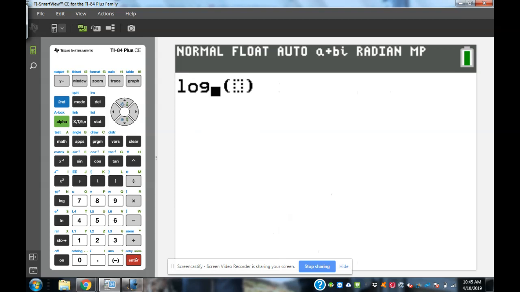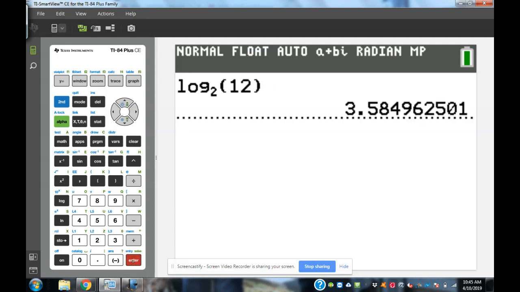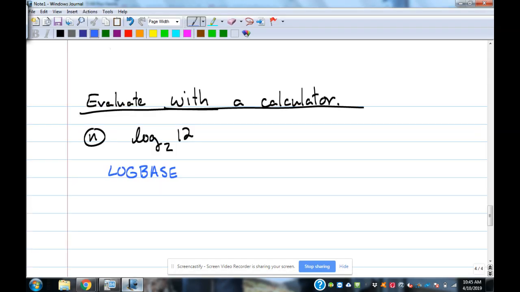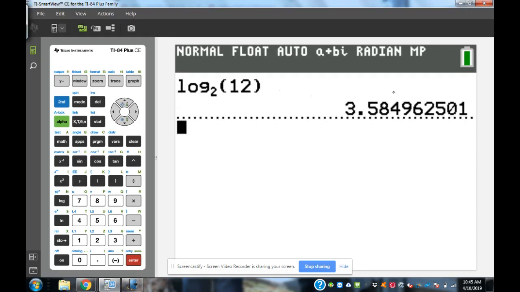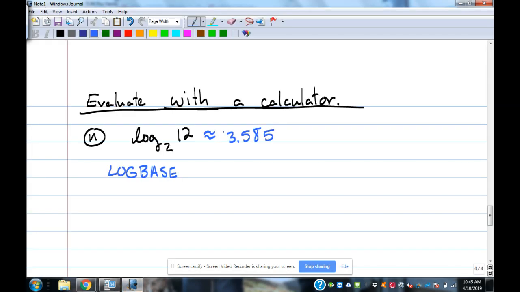It should give you an empty box to put your base in and an empty box to put what you're taking the log base whatever of. Okay, so I'm doing log base 2 of 12. Just hit enter. And I get 3.584962501. There's a bunch of decimals after that. It just cuts off there. So we're going to round that to 3 decimal places. That's pretty common practice. So approximately 3.585, the 9 makes the 4 go up 1, so 5. This is the solution to that. Okay, that's using the log base.